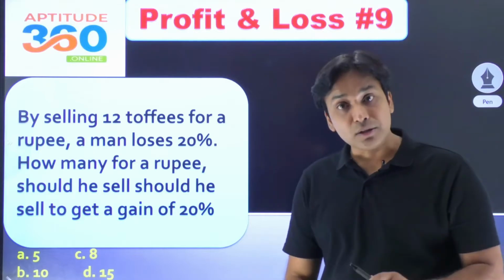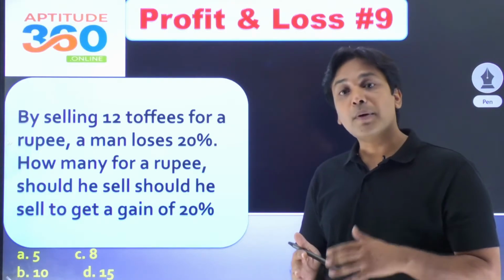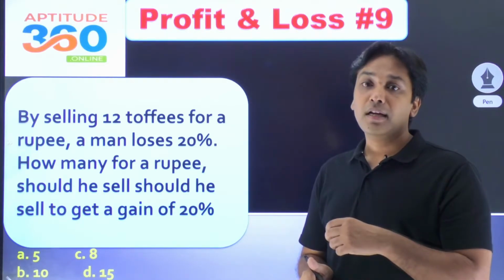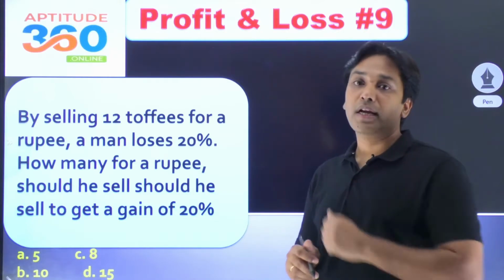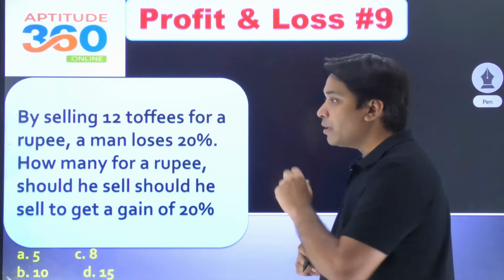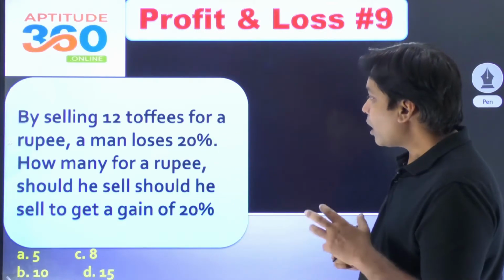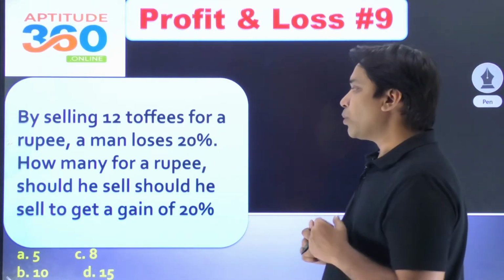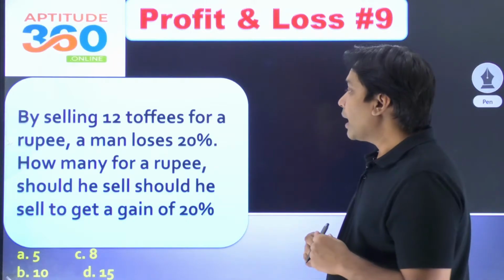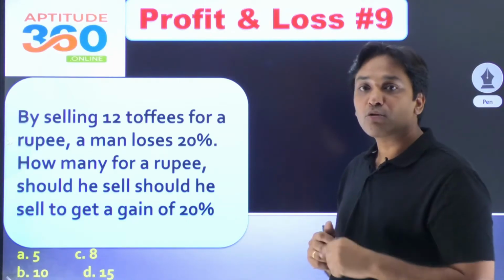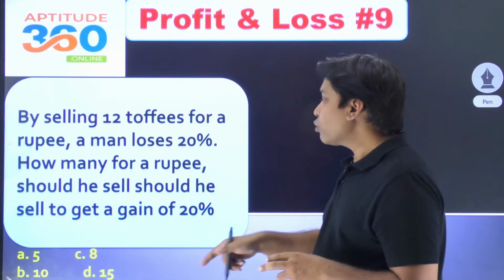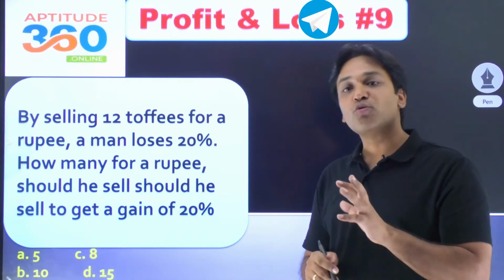Now this one is really good. और ये ना हर बार SSC के CGL में आते रहता है, और कभी कभी तो मैंने CAT में आते हुए देखा इस चीज़ को. तो आप ना you have got to be very mindful. It says that by selling 12 toffees for a rupee a man is losing 20%. यानी 1 रुपये के 12 बेचा तो उसको 20% का नुकसान हो गया. How many for a rupee he should be selling so that he gains 20% profit.